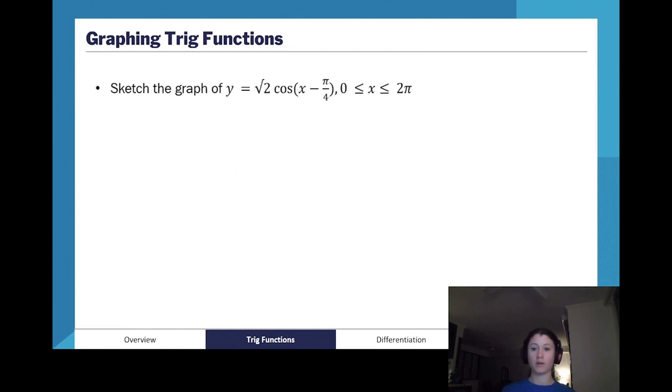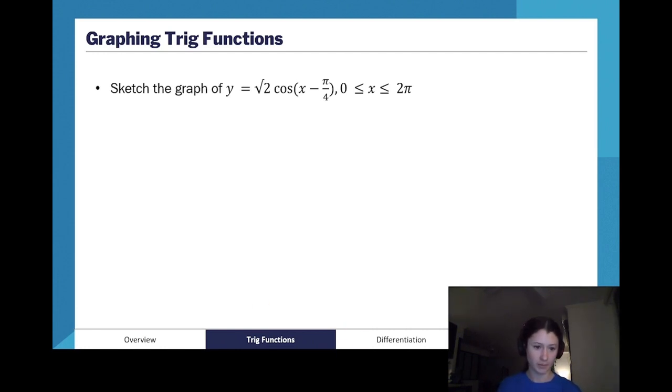Alright, now let's get on to another example. So here we want to sketch the graph of y equals root 2 cos of x minus pi on 4 between 0 and 2 pi. So what we have here is a graph with an amplitude of root 2, with a phase shift to the right of pi on 4 units.